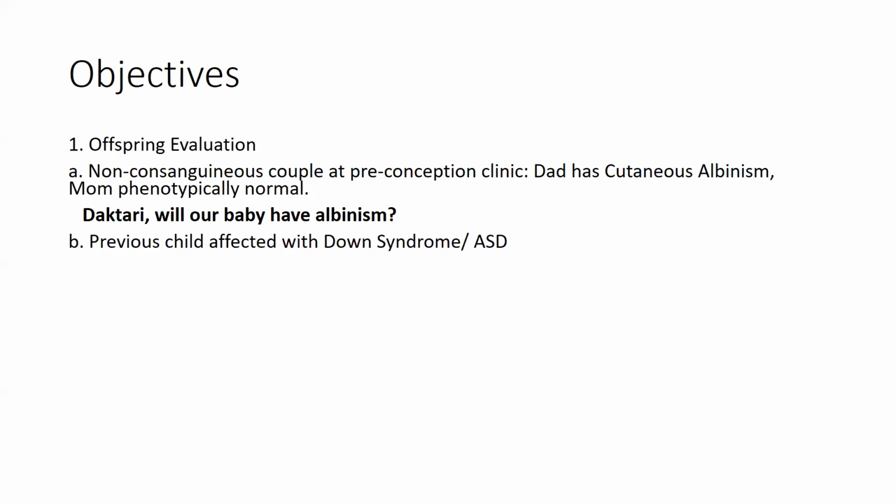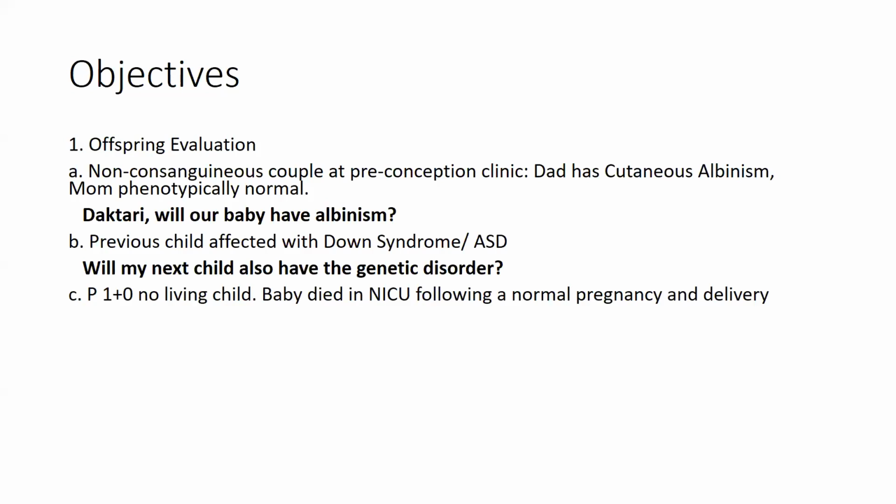Another entry point for offspring might be a couple whose previous child was affected by a genetic disorder, be it Down syndrome or autism, and they want to know whether their child will be affected with the same genetic disorder and what their actual risks are. A third one would be a lady coming in who had an uneventful pregnancy and delivery, but the baby died in NICU. She's coming in with no living child and is considering having another baby, and they want to know what went wrong the last time so that they know how to mitigate the risk.